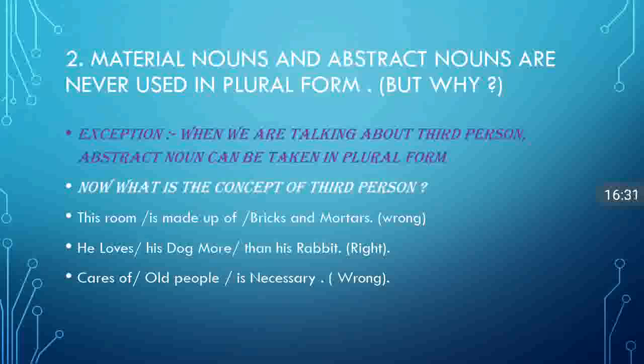Okay, but when we are talking about the first person or the second person, we cannot take the abstract noun in plural. In these two cases, the abstract noun must be singular. Like if I say cares of old people is necessary, I am telling myself or I am telling you that cares of old people is necessary. Now care is something that we cannot count, and I am not talking about the third person. I am talking to you, I am the first person, you are the second person. I am saying cares of old people is necessary. That is wrong, because that will be care and not cares.